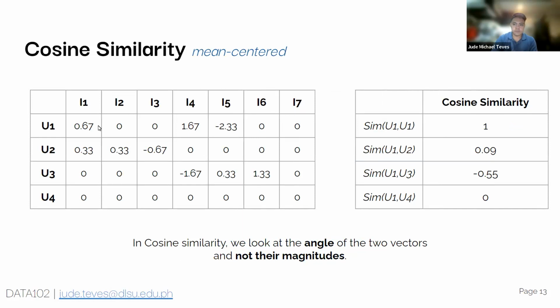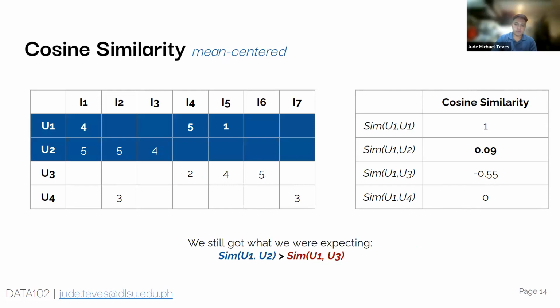For the blank ones, it's just 0. Now if we compute the cosine similarity of those, we will end up with the following: 1, then 0.09 and negative 0.55, and finally 0. So we still got what we were expecting: the similarity of U1 and U2 is better than the similarity of U1 and U3.